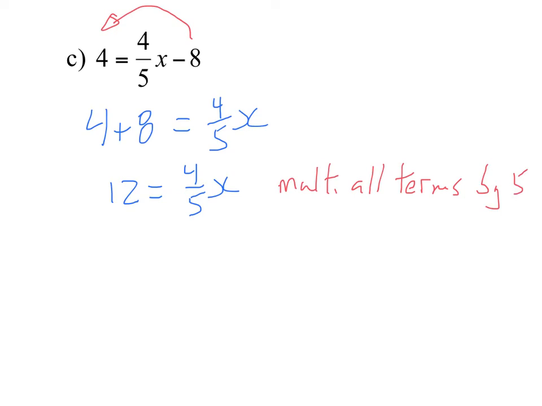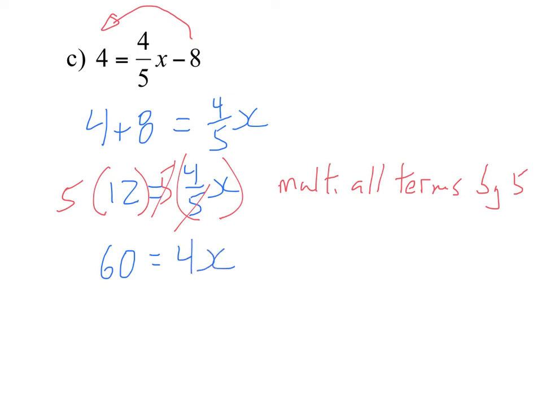So if I were to take this and multiply it by 5, and take all of this and multiply it by 5, obviously these 5's cancel. That's why we did it. So what I will get is 5 times 12 will be 60 is equal to 4x. So now that looks so much more doable.